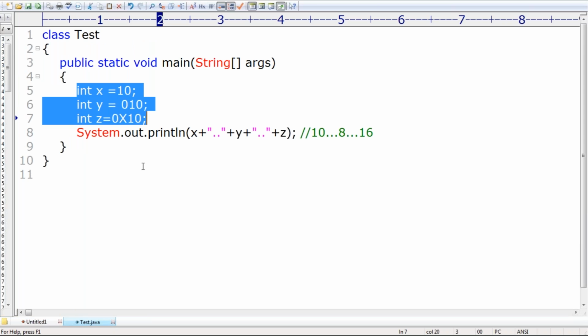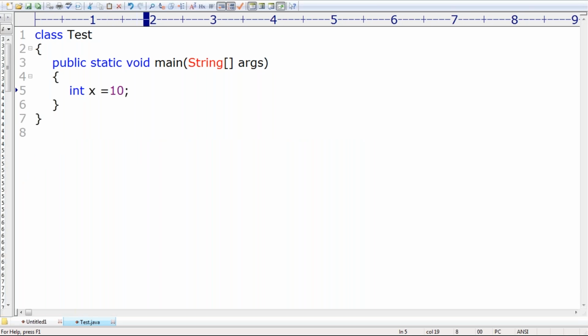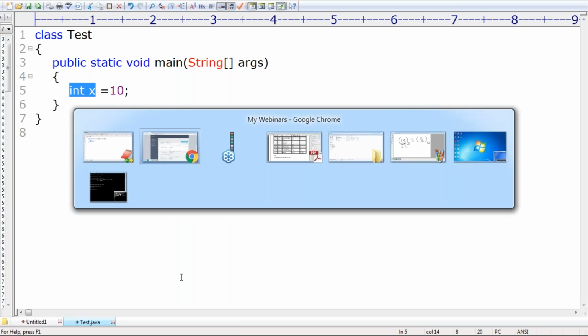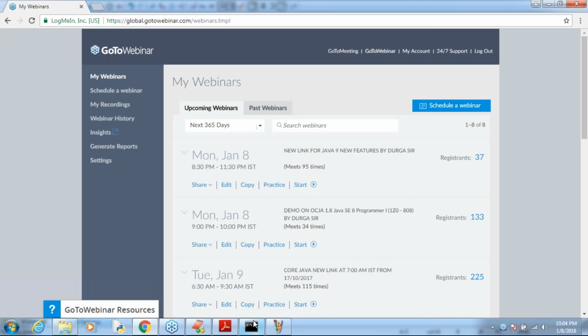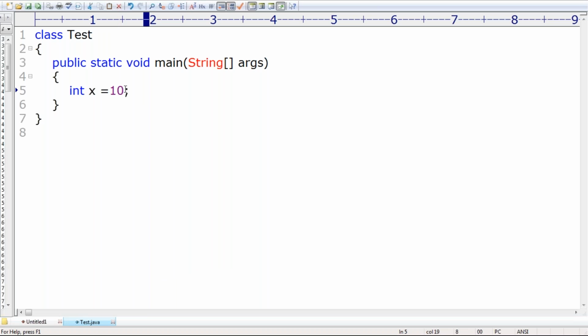Have a look once, sir. I'm taking int x is equal to 10. Do you know this 10 is an integral literal? By default, what type? Int type. Int value, int variable, no problem at all. Acceptable. If I compile, happily the code is going to compile. No problem at all.